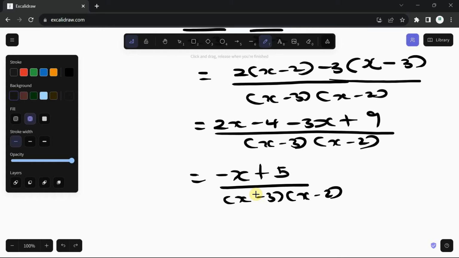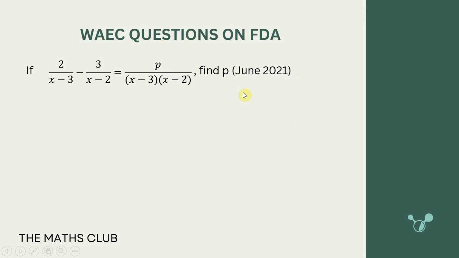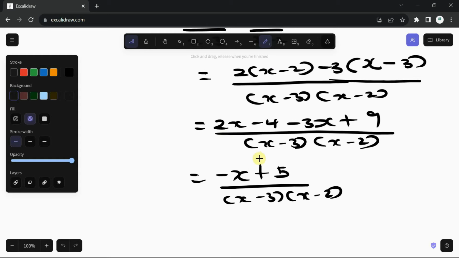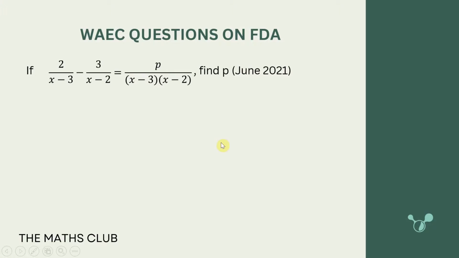Let's now compare. That means if I do a comparison with what they gave, my p should be minus x plus 5 when I simplify the solution. Let's see.